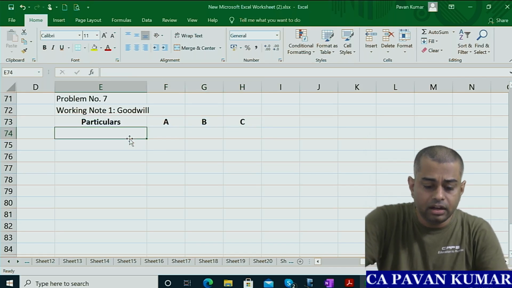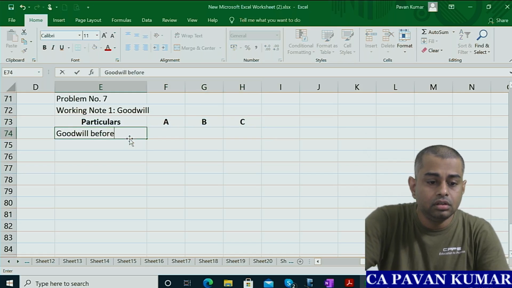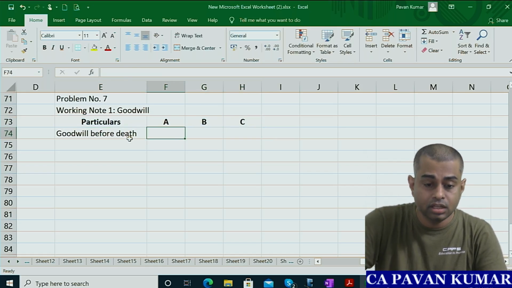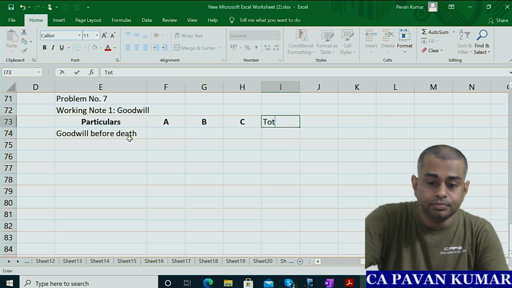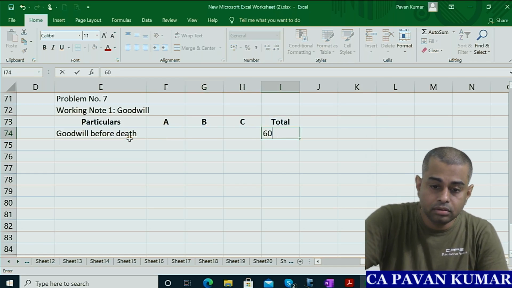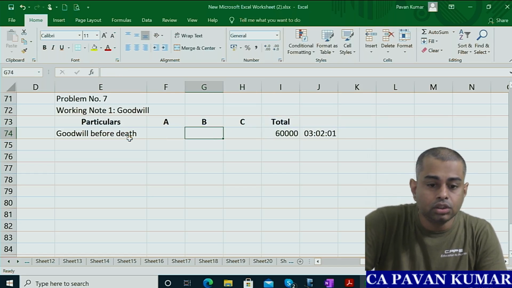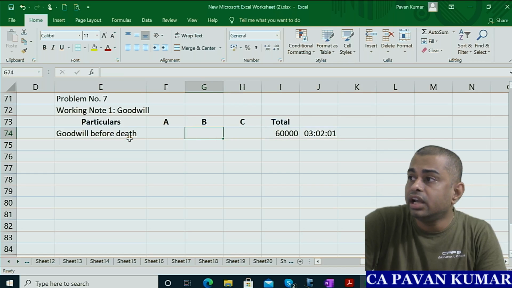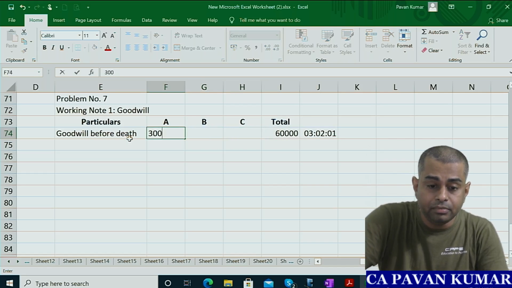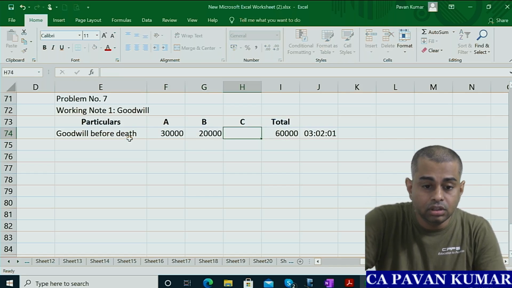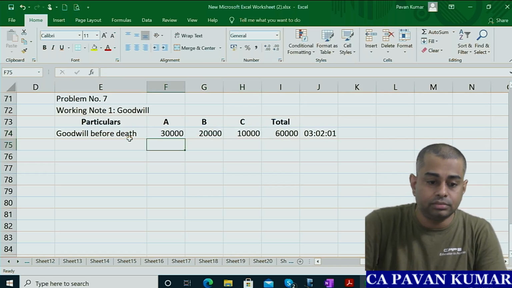Okay, now goodwill before death. So total 60,000, no? So here the ratio is 3:2:1. So distribute that in 3:2:1. When you distribute, it will be 30,000, 20,000, 10,000.